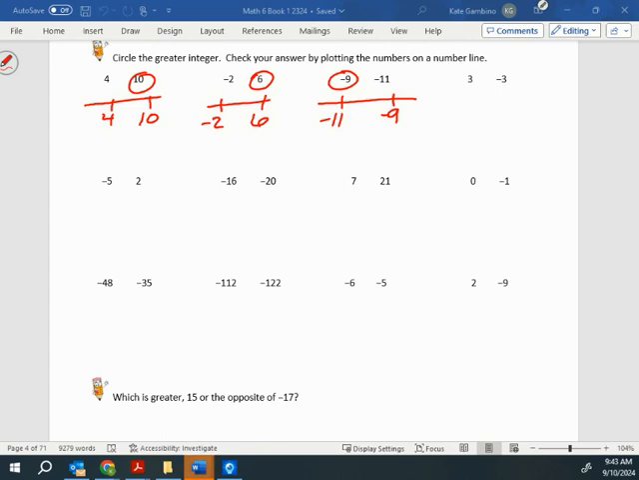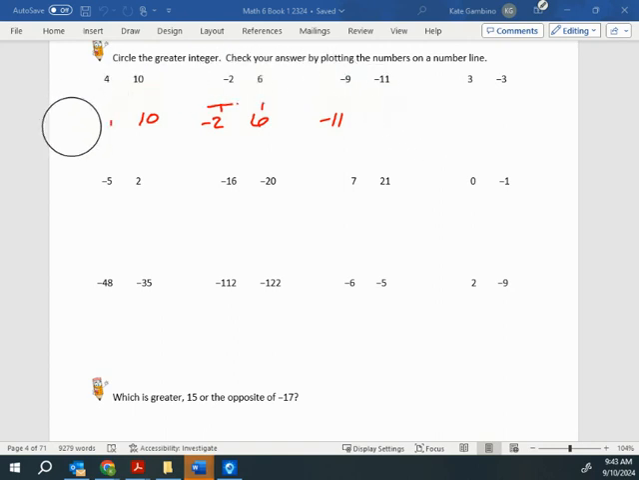Okay? So you need to draw those number lines. You don't have to put every single number on the number line. Just figure out where your 2 numbers are going to go on that number line. Look at which one's on the right, that's the greater number. Okay? Any questions on this section?